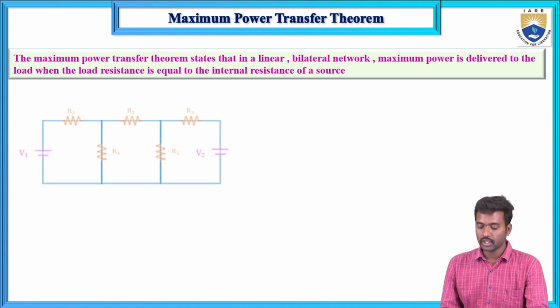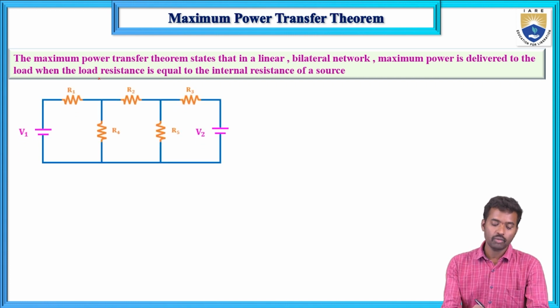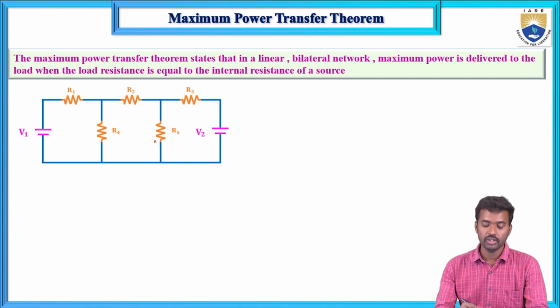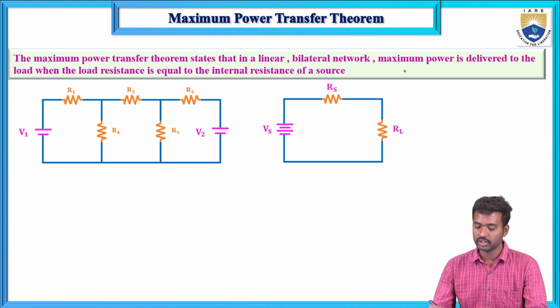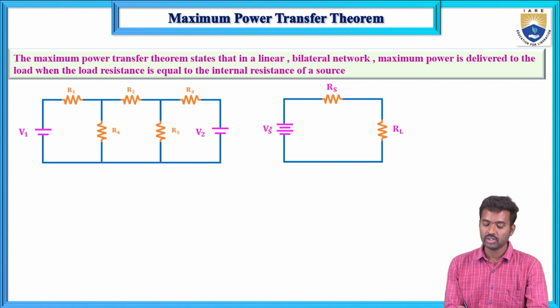Now if you see the diagram over here, this is the actual given circuit. This circuit is replaced by a single equivalent circuit. Every circuit has its own internal resistance and its source voltage, so it looks like a Thevenin's equivalent circuit, and this is the load resistance. Vs is the source voltage, Rs is the source resistance, and RL is the load resistance.